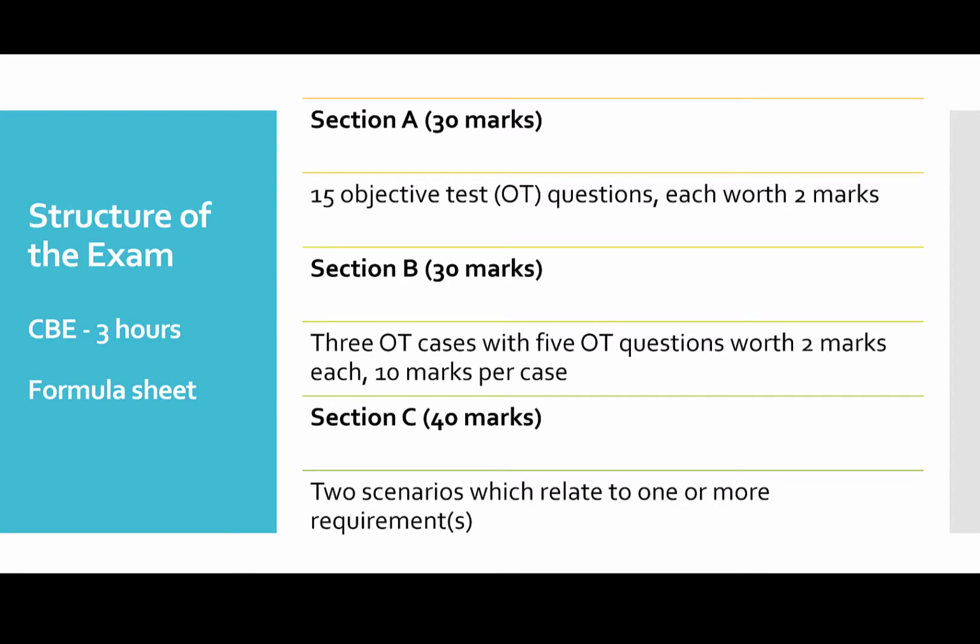Now, section A is 15 objective test questions worth 2 marks, and this gives you 30 marks in the exam. What you should be thinking about is 1.8 minutes a mark. This is equivalent to 50 to 54 minutes. And I would be doing section A in probably the 50 minutes because that will give you a little bit of time in the section B and section C area.